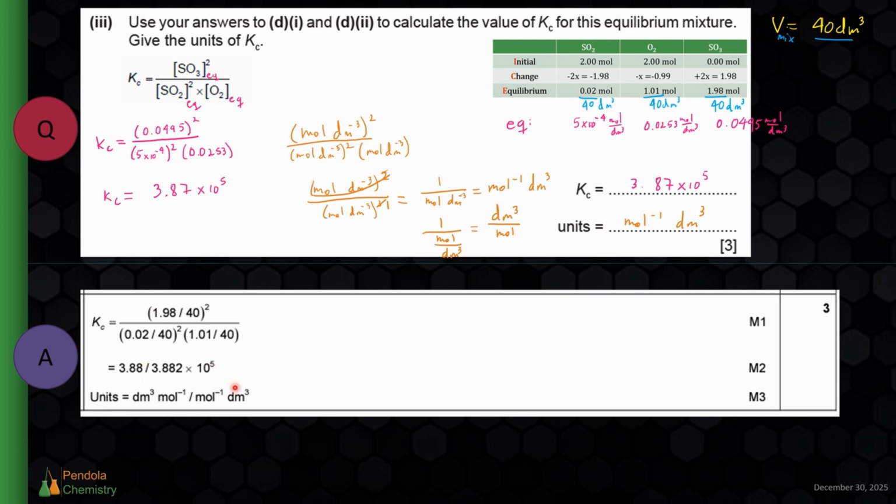We get 1 point for the answer, which we got as 3.87 times 10 to the fifth. They have 3.88, and again, that's just a difference of how we did the math. It's just rounding error. That will still get the point. And then finally, we get our units, which is dm to the third mole to the negative 1, or mole to the negative 1 dm to the third. It doesn't really matter which order you put them in. But yeah, that's how we solve for Kc. That's how we find the equilibrium constant and its units for a problem like this. Notice this is the third part of a problem, and a lot of these equilibrium problems are going to be multiple parts that you end up building on each other.